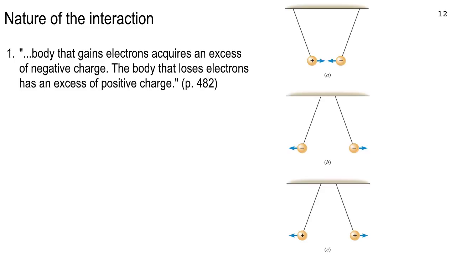I will try to put little keys in there. I don't always put them in, but I'll try to put a cue as to where in the textbook it is. And this is a pull quote. A body that gains electrons acquires an excess of negative charge. The body that loses electrons has an excess of positive charge. And that's why something that's positive is a little bit less mass, because it's lost its electrons.